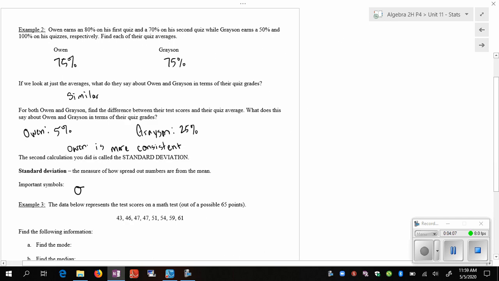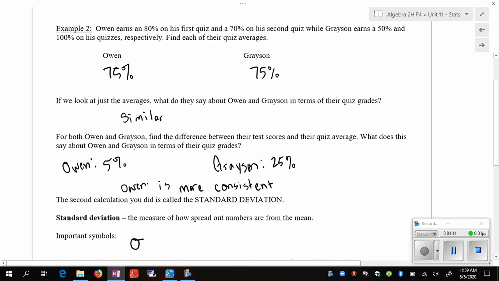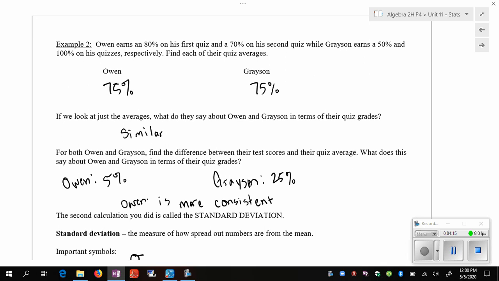So on the next page, we have Owen and Grayson, who have test scores. Owen's are 80 and 70, and the average of those two scores, right in the middle, is 75. Grayson's are 50 and 100, and the average of those two scores is 75. If I said Owen and Grayson have average scores on their tests of 75 without knowing any other details, you would say that they scored the same or similar.